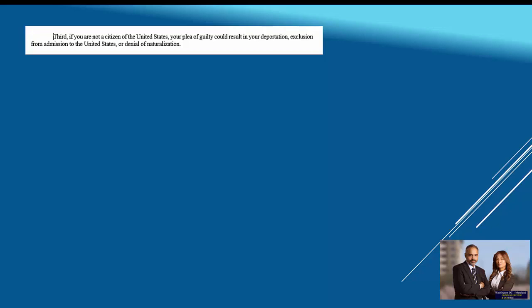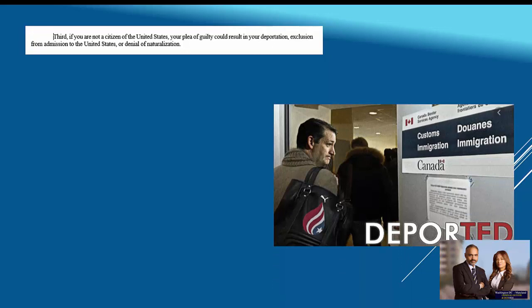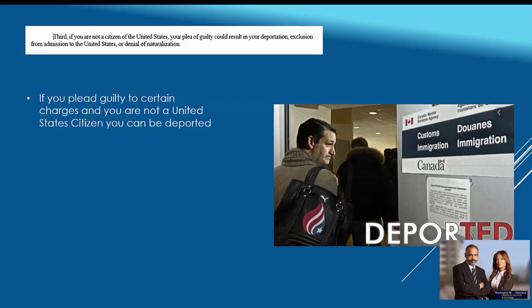The next thing on the form is citizenship, meaning that if you plead guilty to some charges and you're not a U.S. citizen, you can be deported. That means, obviously, you know what that means. You could be deported. If you plead guilty to certain charges and you are not a United States citizen, you can be deported. So it's imperative that you talk to your attorney, go over the facts of the case, and make sure that you understand that by pleading guilty to some charges, you could have serious consequences, not just jail, but it could cause your deportation.